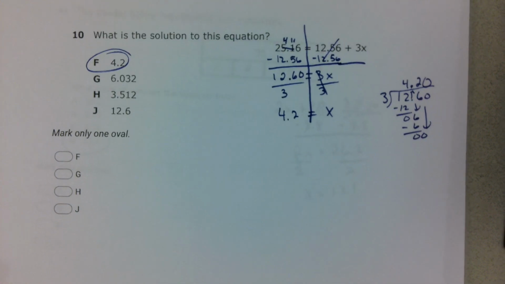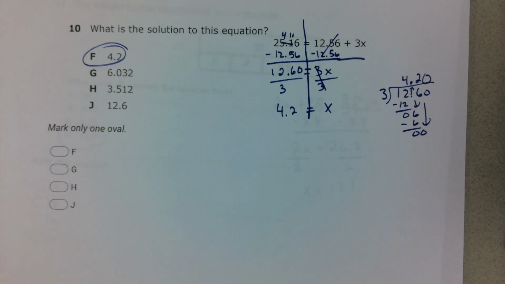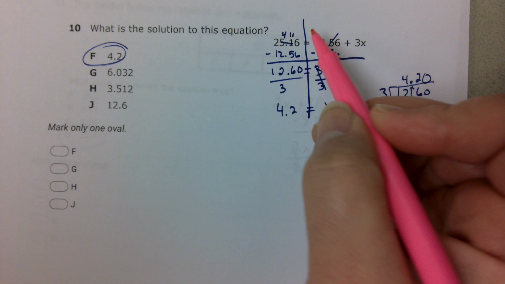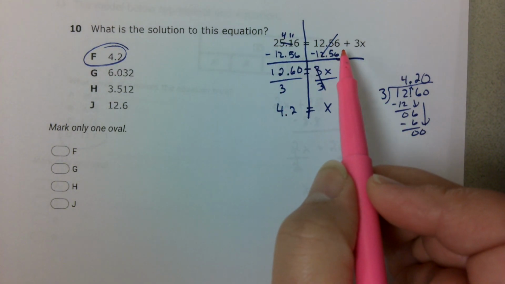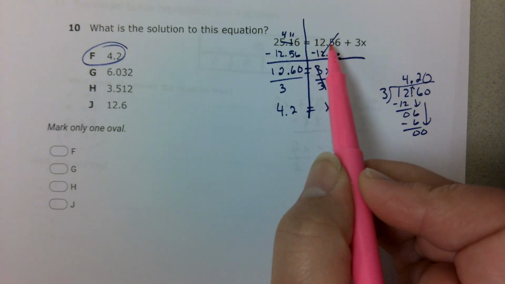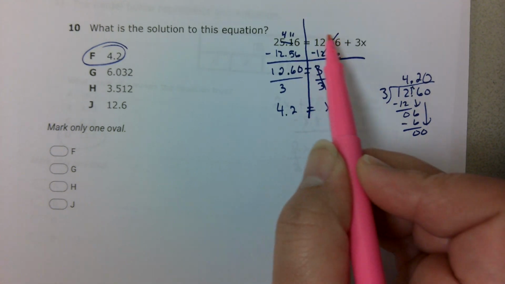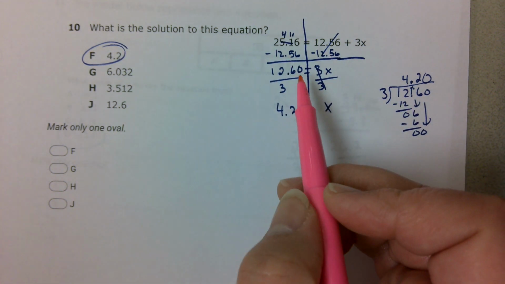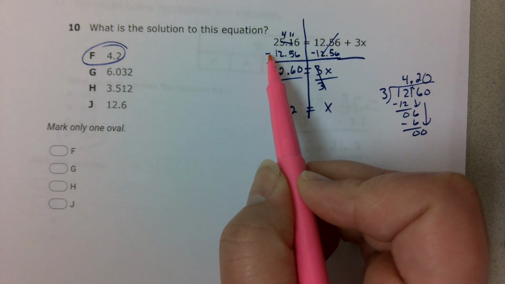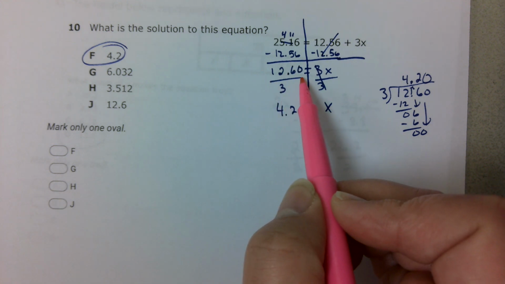Number 10, what is the solution to this equation? So I drew my line to separate my left from my right, and the very first thing I wanted to do was move this 12.56. I had to use inverse operations to zero that out, and then I subtracted it from the left side. 25.16 minus 12.56 is 12.60.